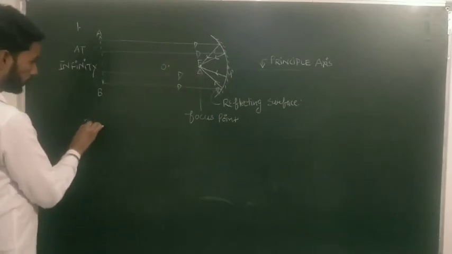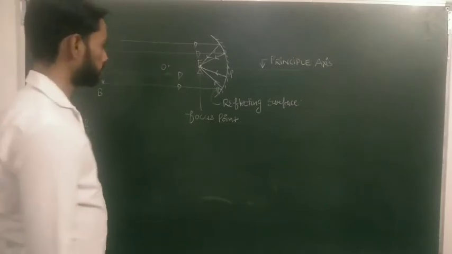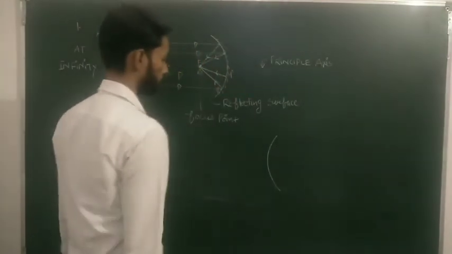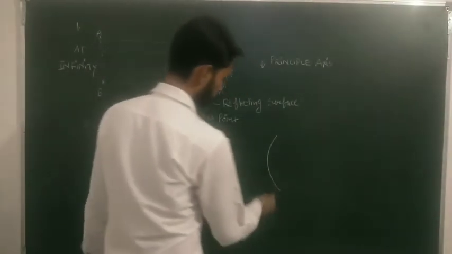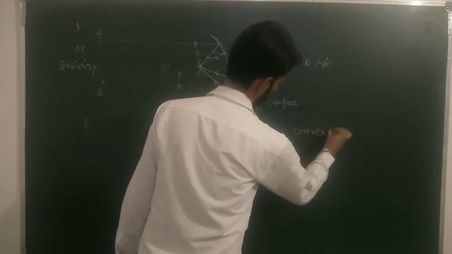Okay, the second mirror is the diverging mirror. Which mirror is called a diverging mirror? The diverging mirror is this type of mirror. What is its name? Convex mirror.